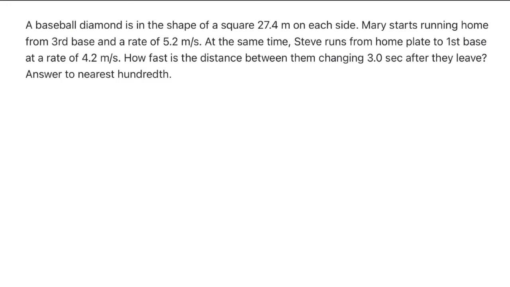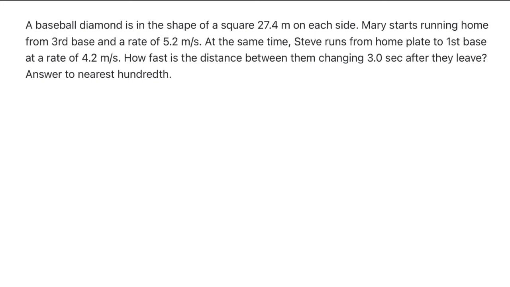A baseball diamond is in the shape of a square, 27.4 meters on each side. Mary starts running home from third base at a rate of 5.2 meters per second. At the same time, Steve runs from home plate to first base at a rate of 4.2 meters per second. How fast is the distance between them changing 3 seconds after they leave? Answer to the nearest hundredth.